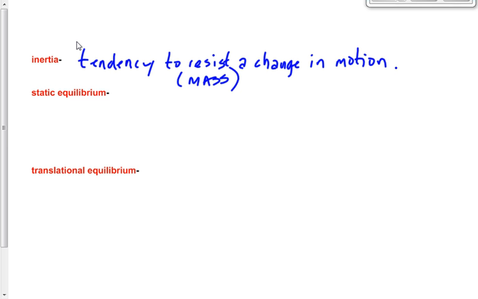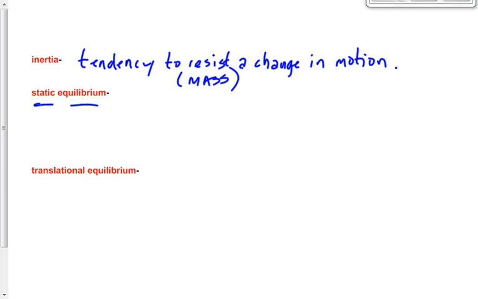Two more terms. Static equilibrium. What does the word static mean? Static means what? No change, okay? At rest, not moving. Static equilibrium, let's talk about the other term before we put them together. Equilibrium. Chemistry people might be able to give me a decent definition for that. Chemistry is useful for something, right?